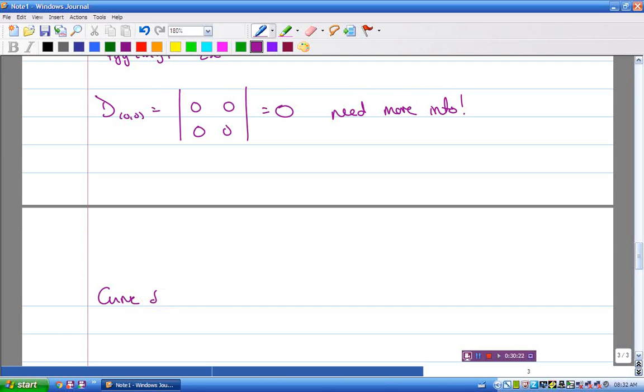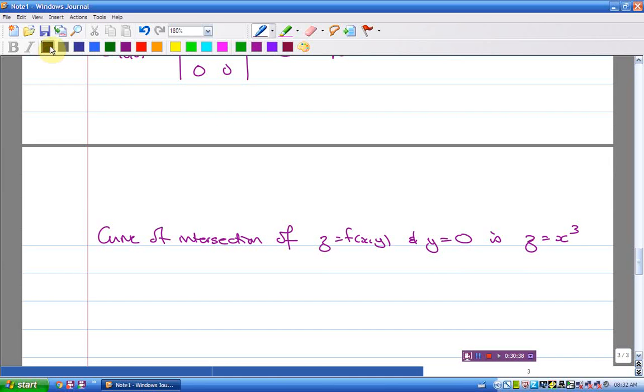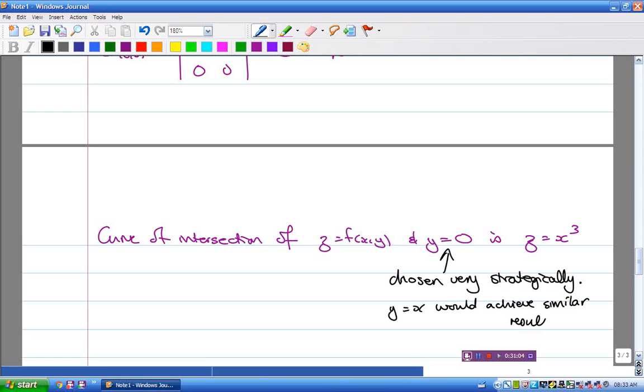Curve of intersection of the original function and y equals 0 is z equals x cubed. So we choose that very strategically. I suppose another good choice would be to intersect with y equals x. Y equals x would achieve a similar result, because then we'd have z equals x cubed plus x cubed, and then we'd still have a cubic.